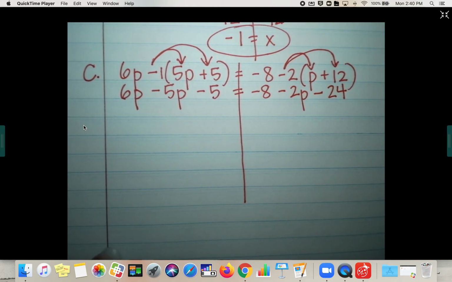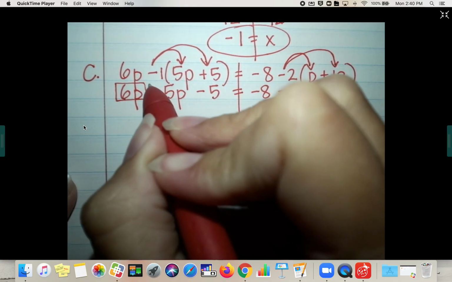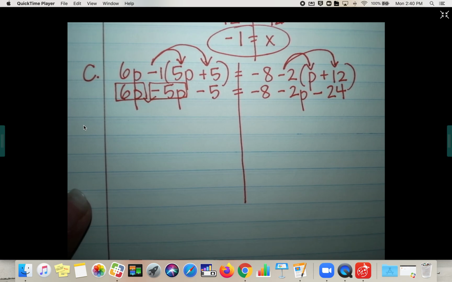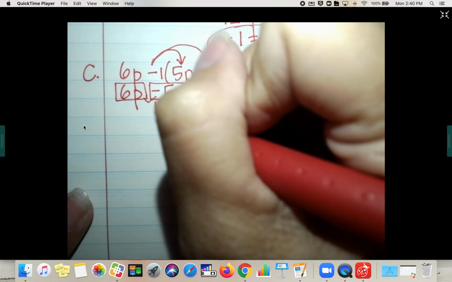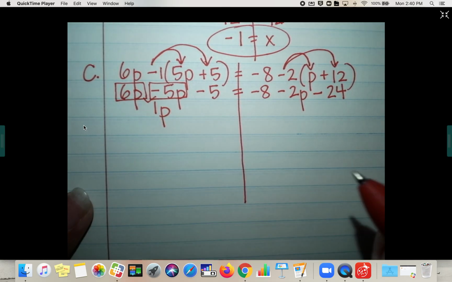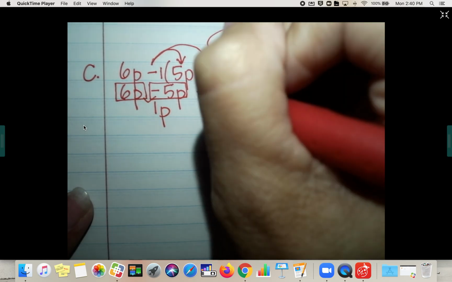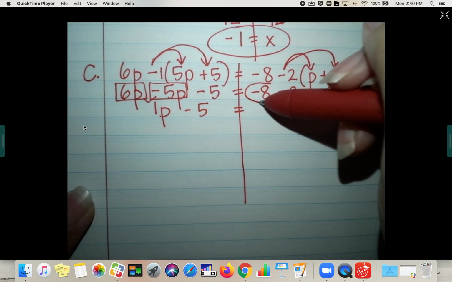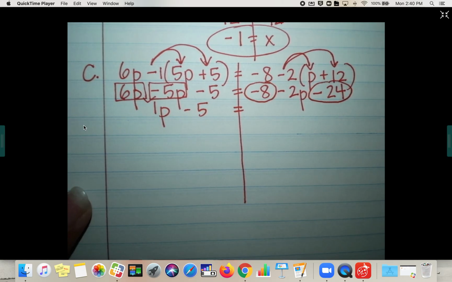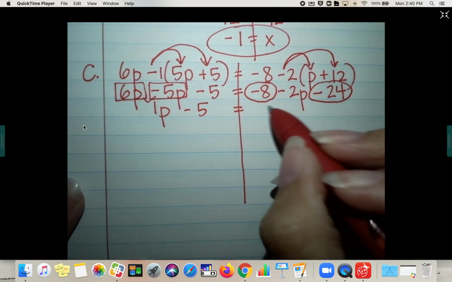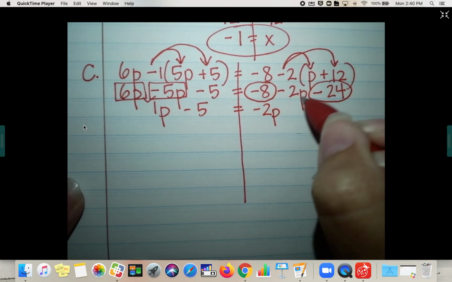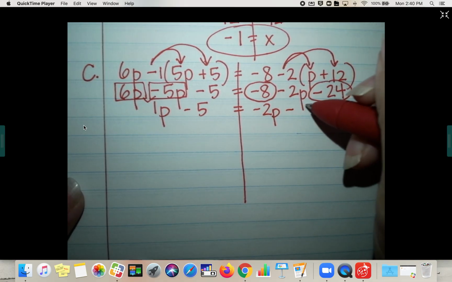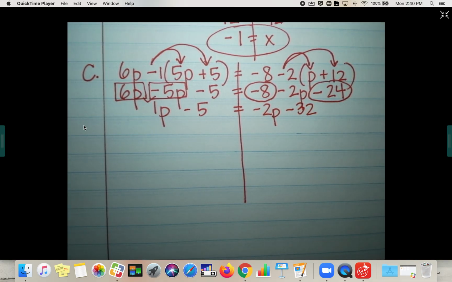All right, let's look for like terms. We have a 6p minus a 5p. Let's do that one first. 6p minus 5p, 1p. Or you could even just call it the letter p because it has a hidden invisible 1 there. Bring down your minus 5. I see a like term negative 8 and minus 24. So I'm first going to bring down my negative 2p because I'm not doing anything with that yet. Negative 8 minus 24 more is negative 32, I believe.